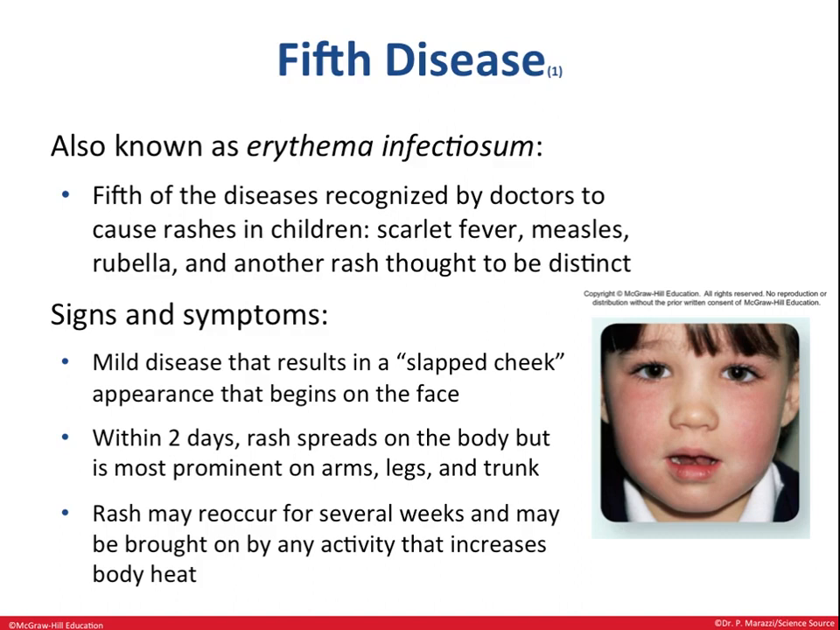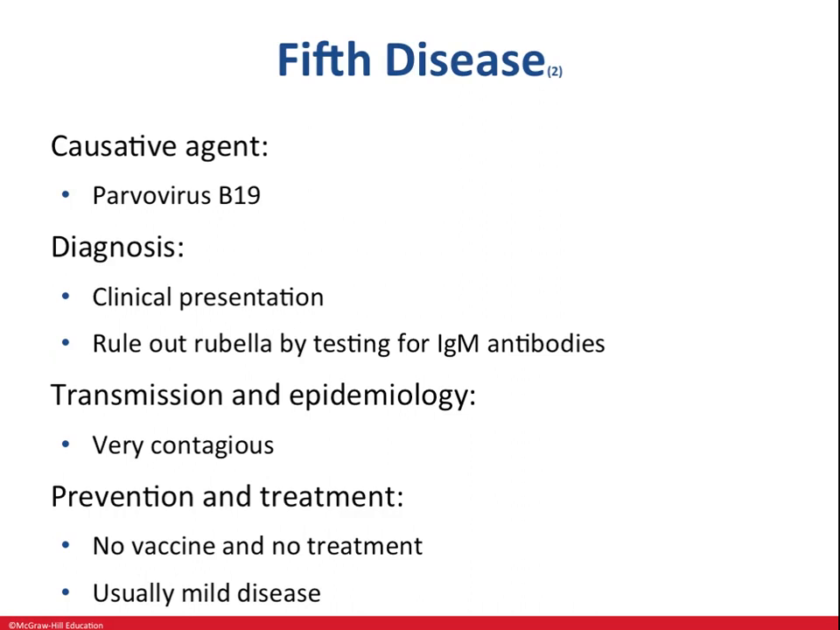The characteristic of this disease is that the children may have a very red face, very red cheeks. It's called slapped cheek. The rash can spread from the face to the trunk and extremities, and may reoccur for several weeks, brought on by activities such as heat. It is caused by parvovirus B19.